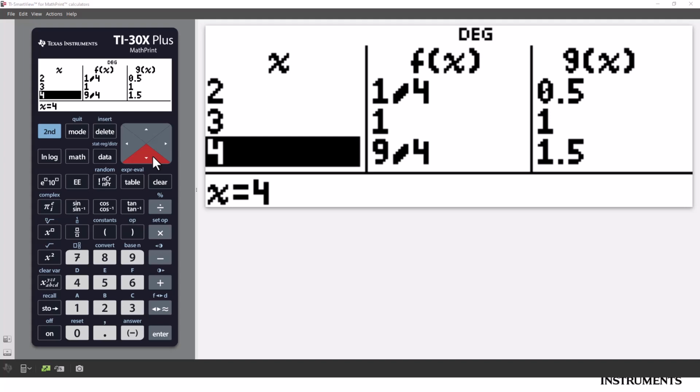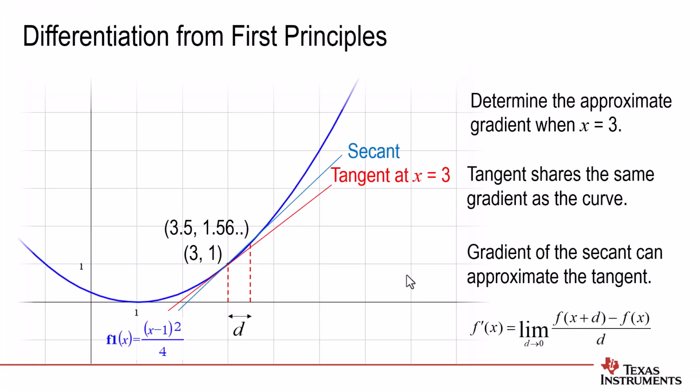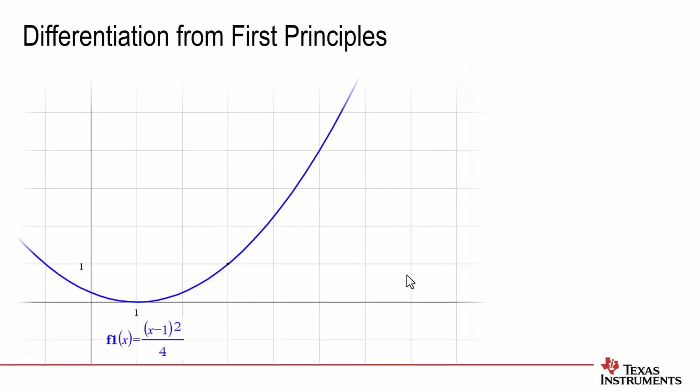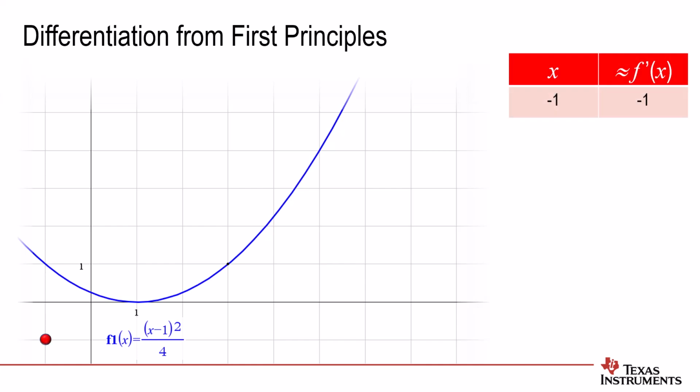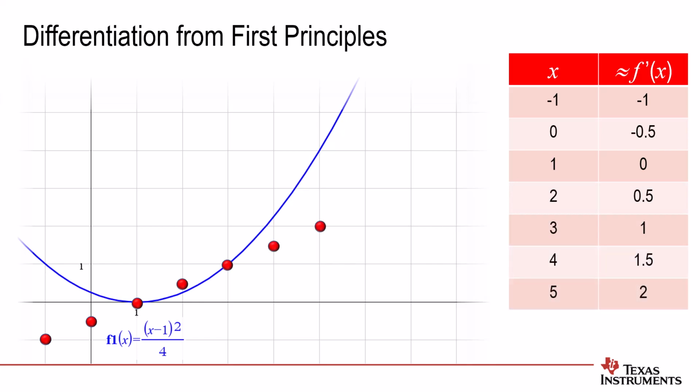The gradient appears to be going up by halves. We could plot those points on a graph. So we saw from our table of values, when x equals -1, the gradient was about -1. And when x equals 0, the gradient was about -1/2. And at x equals 1, the gradient was 0. And so we plot a function that represents the gradient of f of x. I think we could be confident in saying that's a linear function.